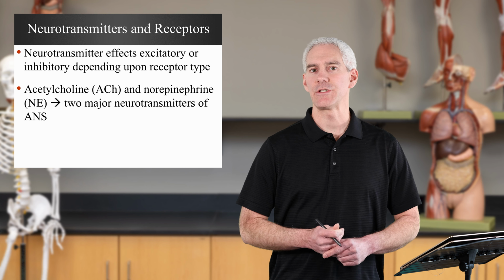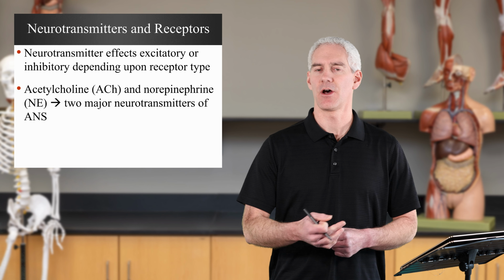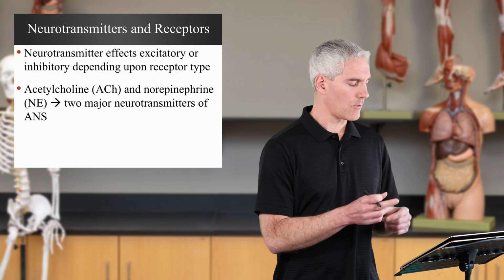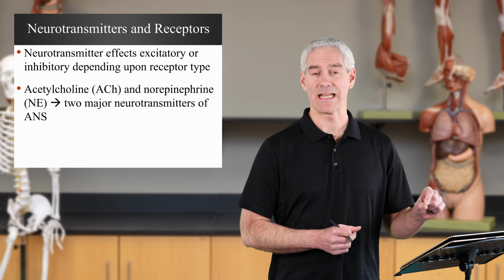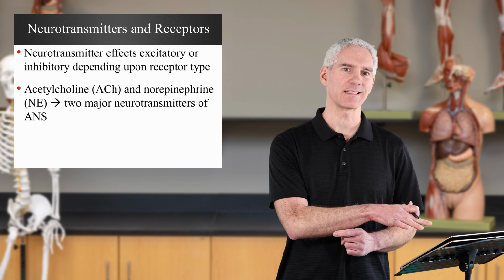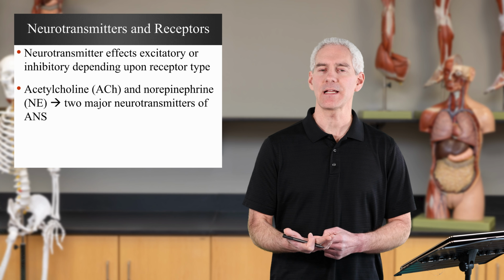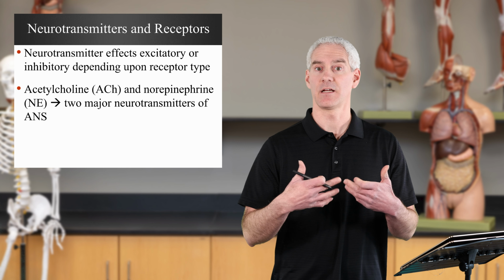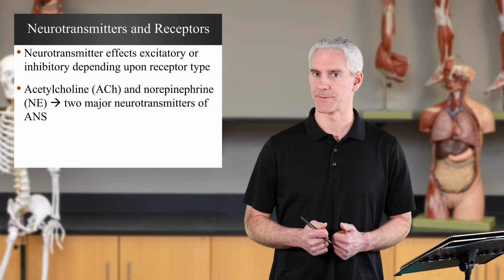To look a little more into the neurotransmitters used in the autonomic nervous system, let's take a look at what we have here. We have acetylcholine, ACH, and we have norepinephrine. Both of these are used in the actual autonomic nervous system, but their effects can vary. The effects will be based on different receptor types. They can be excitatory or inhibitory.